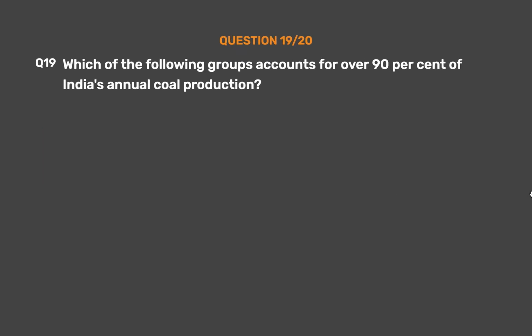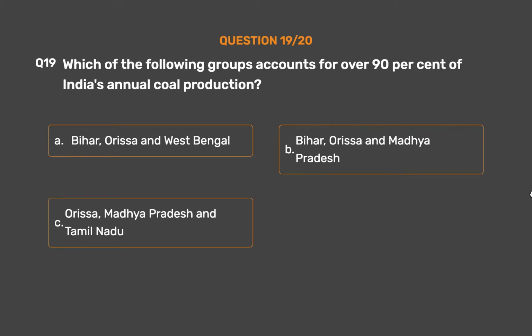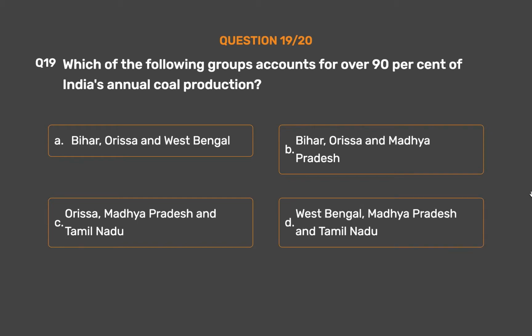Question number 19. Which of the following groups accounts for over 90% of India's annual coal production? Option A, Bihar, Orissa, and West Bengal. Option B, Bihar, Orissa, and Madhya Pradesh. Option C, Orissa, Madhya Pradesh, and Tamil Nadu. Option D, West Bengal, Madhya Pradesh, and Tamil Nadu.